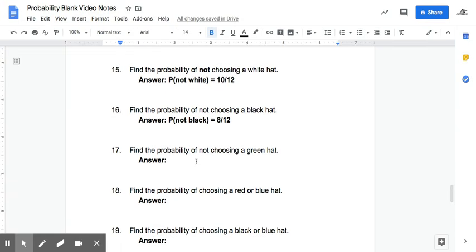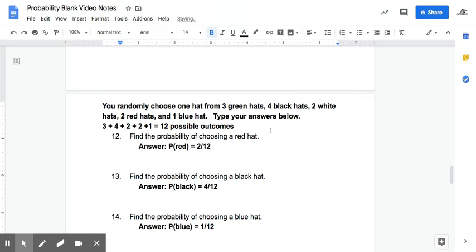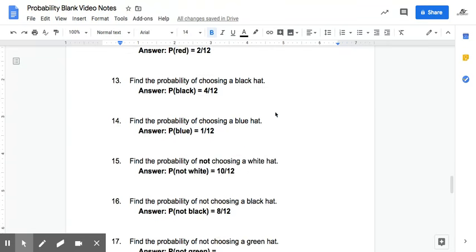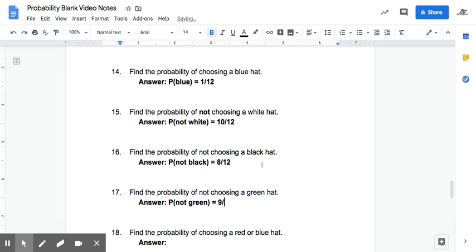Okay, number 17, find the probability of not choosing a green. So again, I can choose any other color except for green. So there are 3 greens. Can't choose those. So I can choose from 4 black hats, 2 white hats, 2 red hats, and 1 blue hat, which gives me a total of 9 possible outcomes out of 12.